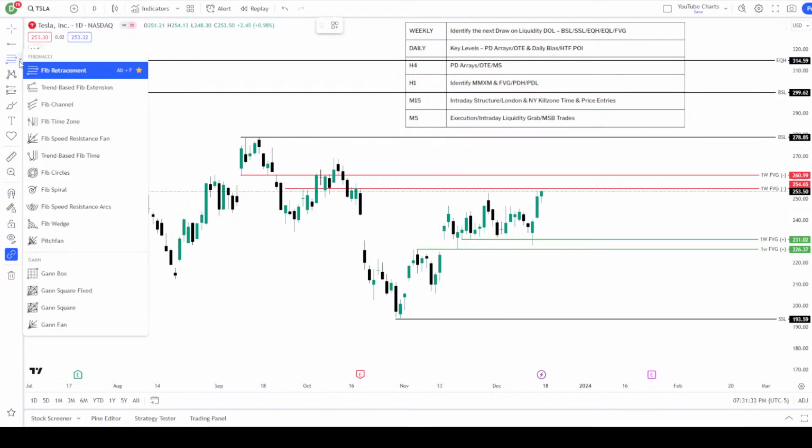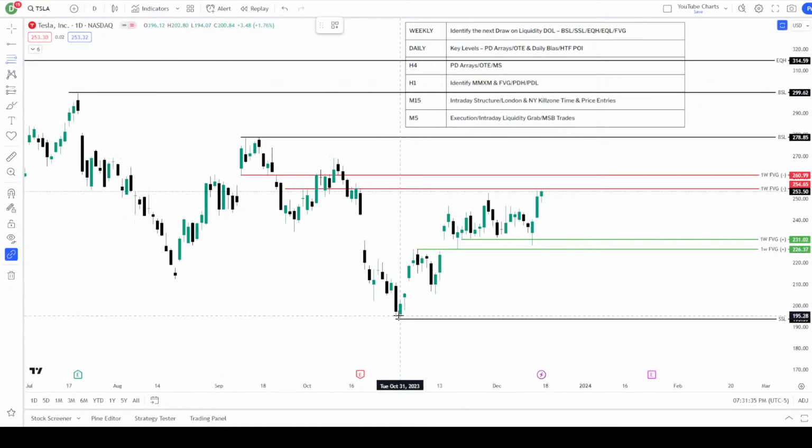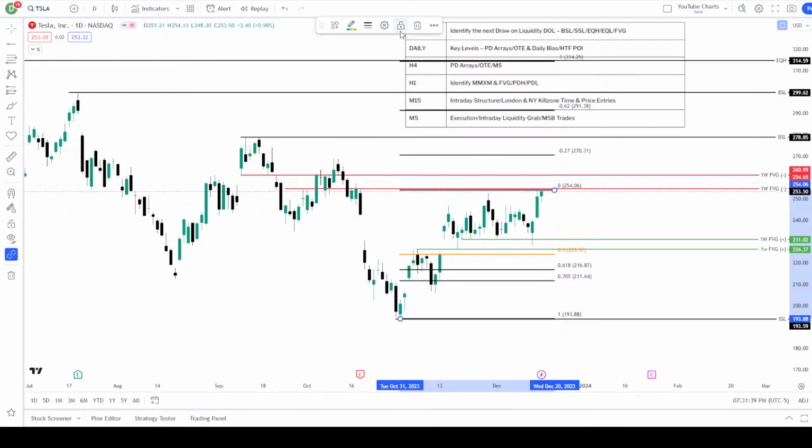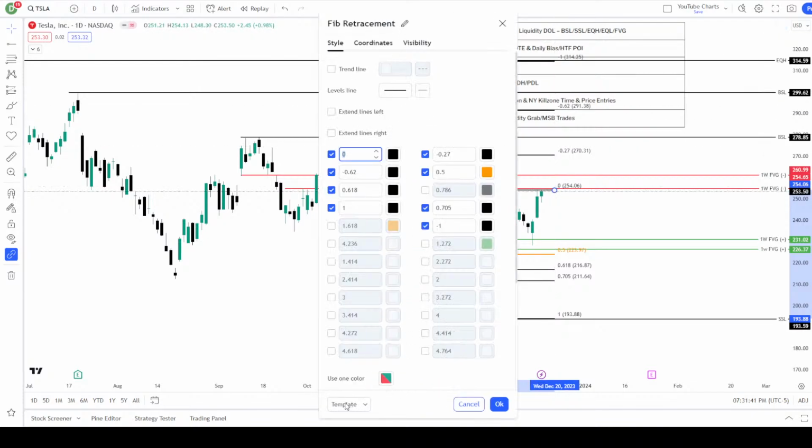We can look at premium discount in a couple different ways. We can take the low here and the high here, and we can use our custom Fibonacci settings. If anybody doesn't have these Fibonacci settings yet, hit me up on the DM, hit me up in the Discord. Happy to share. You can set up multiple different fib tools on your Fibonacci tool on TradingView.